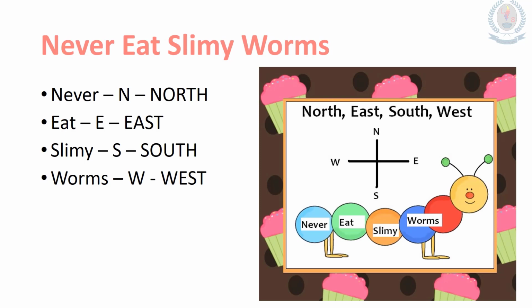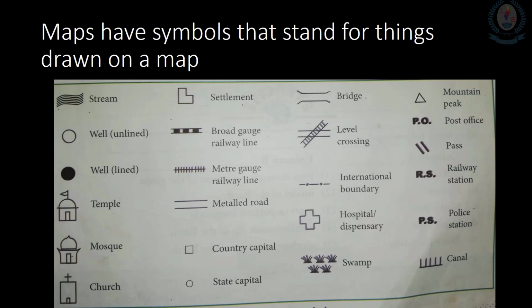Never eat slimy worms. From never, N, north. Eat, E, east. Slimy, S, south. Worms, W, west. Maps have symbols that stand for things drawn on a map. So these standard signs are used to indicate landmarks. Let's look at this picture.